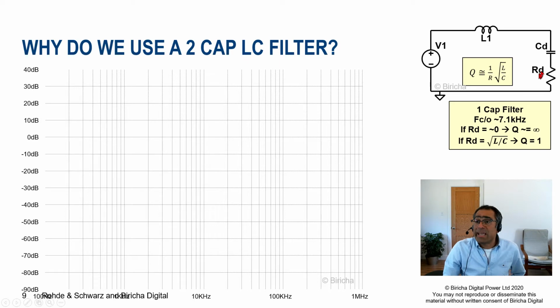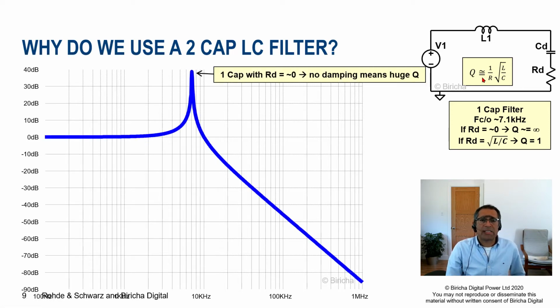If I made R equal to the square root of L over C, you can see that Q will be 1. And of course, a Q of 1 means that it's slightly underdamped. And you can see here, R is set to 0, I've got a massive amount of peaking. I've got 40 dBs of peaking in the gain plot of the filter.